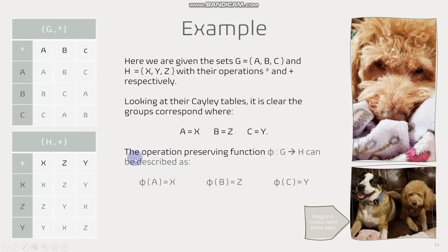So then if you go on to create this operation preserving function phi, and phi maps G to H, it can be described as this. Phi of A is going to be X, phi of B is going to be Z, and phi of C is going to be Y. So it just shows you how the mappings move from one table to another.